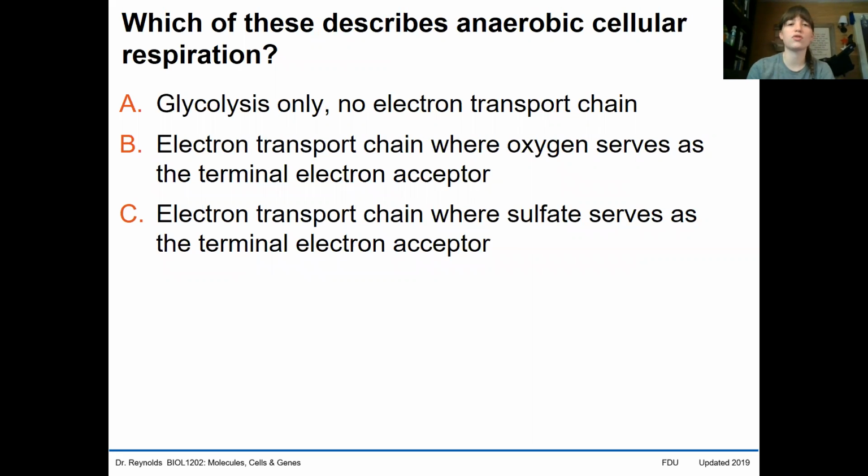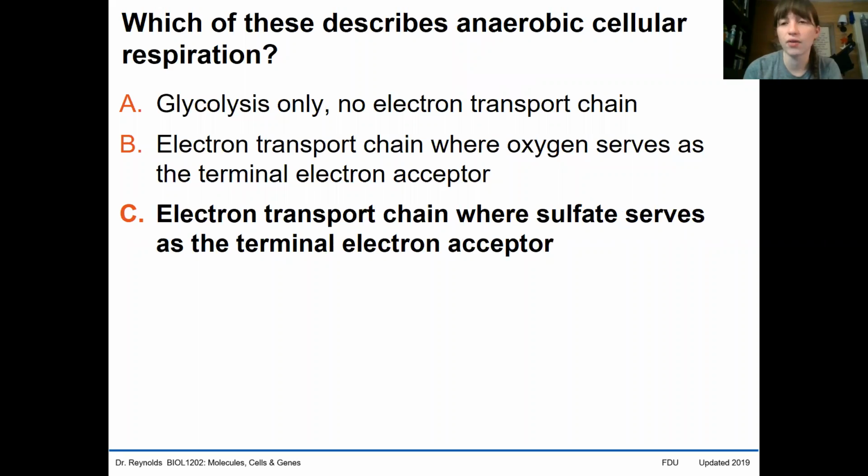So which of these describes anaerobic cellular respiration? Well, glycolysis only and no electron transport chain. This is fermentation. The electron transport chain, where oxygen serves as the terminal electron acceptor, is going to be aerobic cellular respiration. And this is asking for anaerobic cellular respiration. So the electron transport chain where sulfate serves as our terminal electron acceptor would be an example of an anaerobic process.